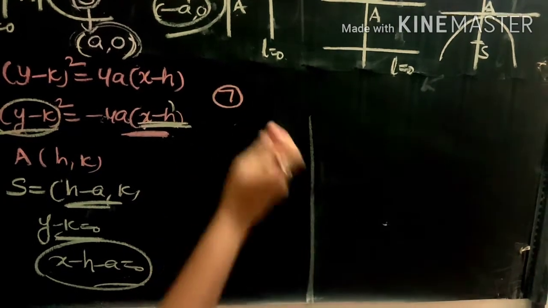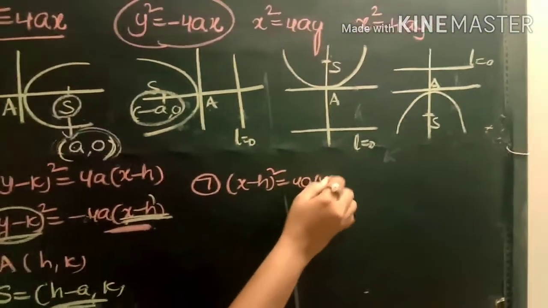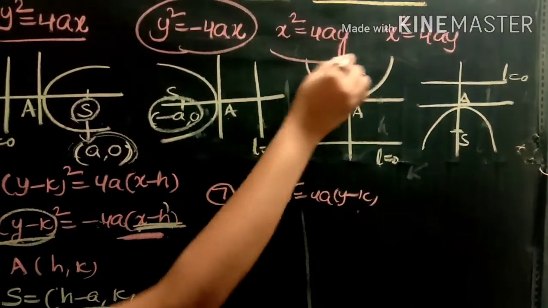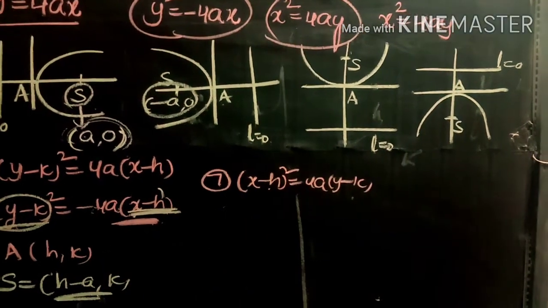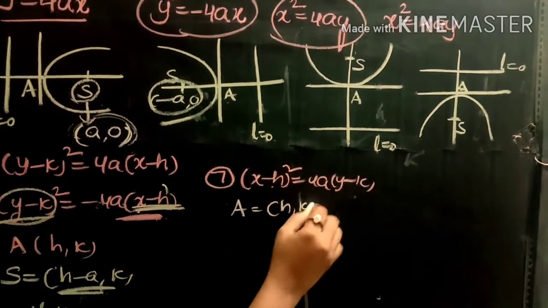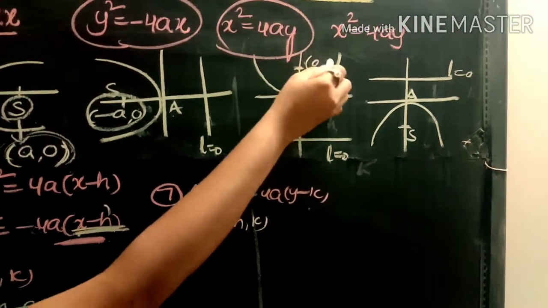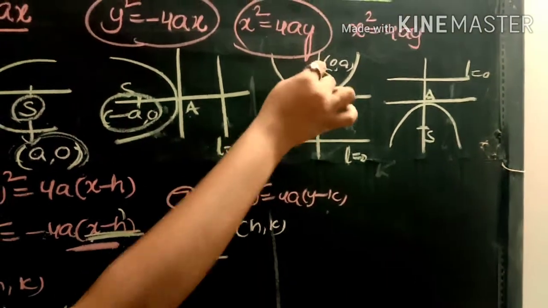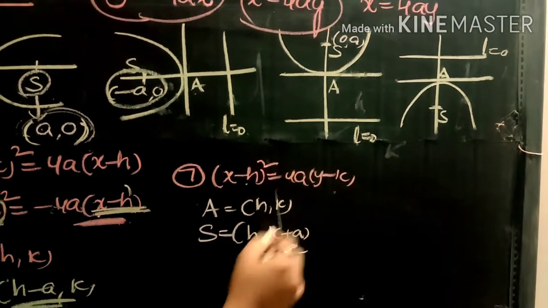The next form is x minus h whole square is equal to 4a into y minus k, which is related to the parabola x square is equal to 4ay. Now we are comparing these two to get the required answers. Here the vertex A is equal to h comma k, and the focus in this case is 0 comma a. Adding h comma k to that, we get h comma k plus a. This is the focus of this parabola.